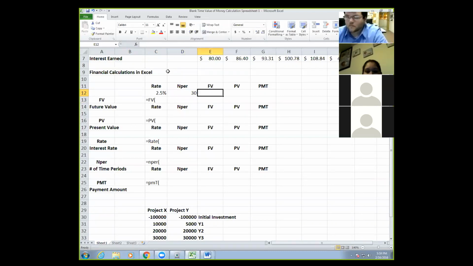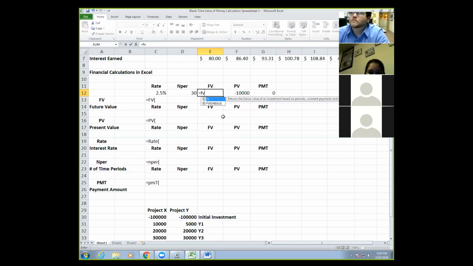I'm going to put it there. Future value, we don't know. That's what we're calculating. Present value is the negative 10,000. Payment is 0. And so one of the things you can do here is just go into this cell, for instance, and you can hit equal FV, because we're trying to find out the future value again. And then it's prompting you here for the rate. Instead of typing in the rate, you can just click on the cell that the rate is already in. So you can click on that.